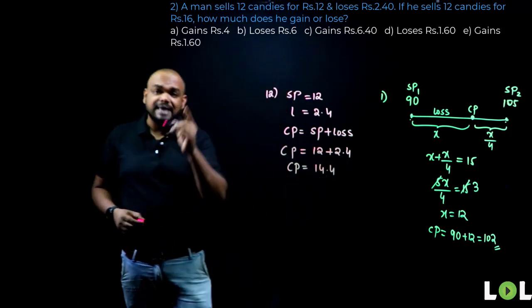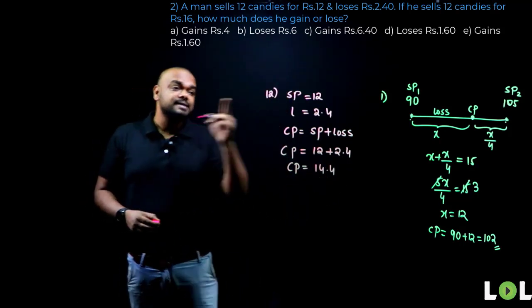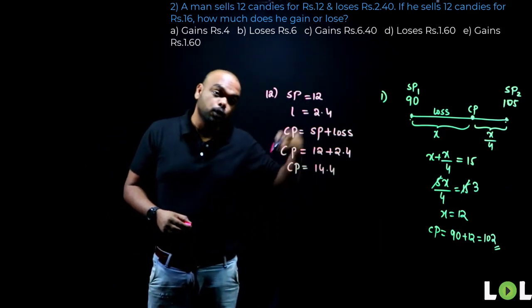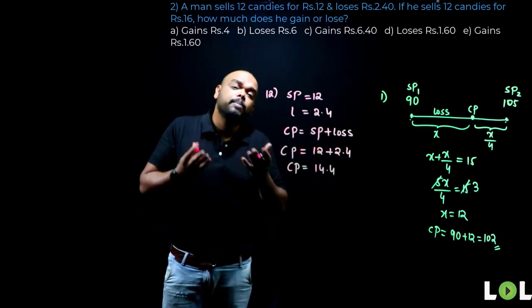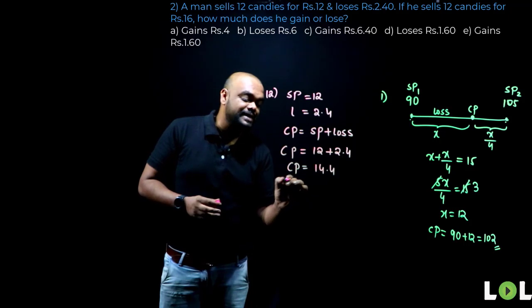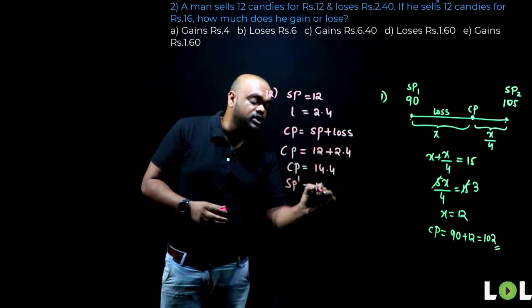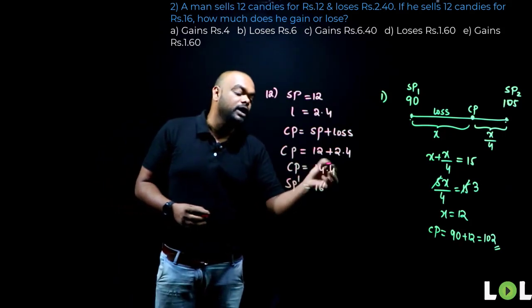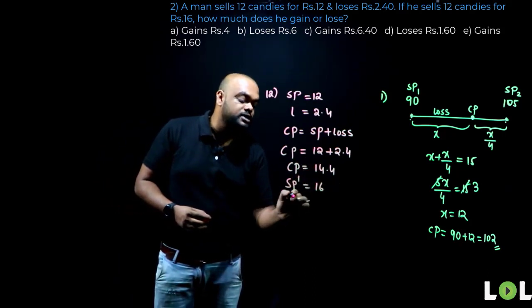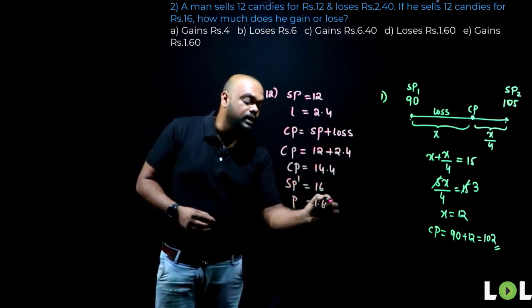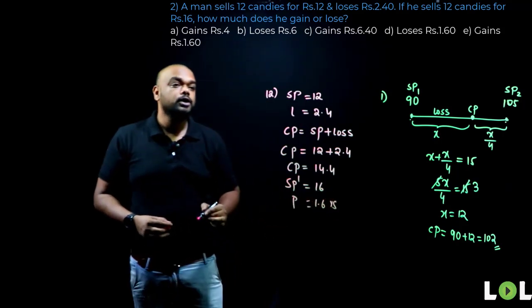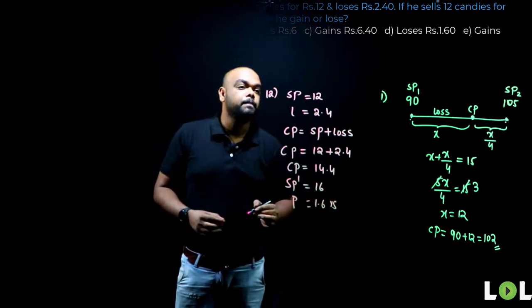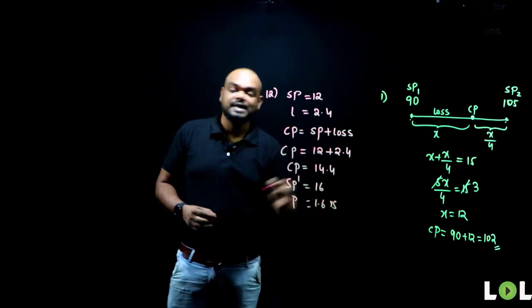Now if the man sells the same candies for rupees 16, what would have been his gain or loss? With the new selling price at 16 rupees, obviously he is making a profit. How much profit? 14.4 to 16, that should give us a profit of 1.6 rupees. Yes, do we have the option? Option number E, that must be our final answer.